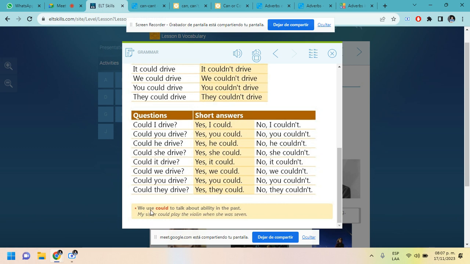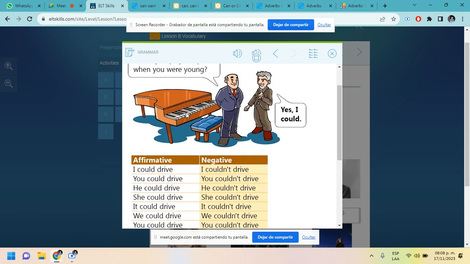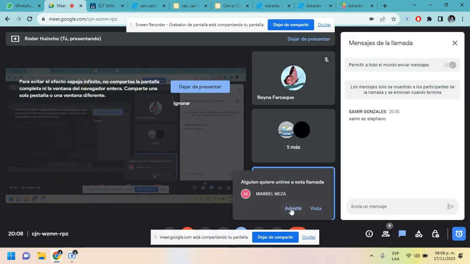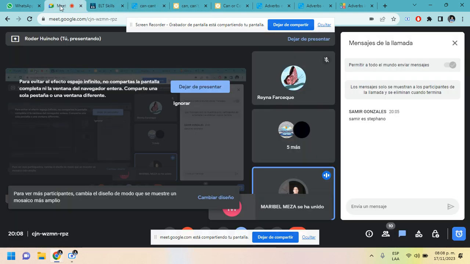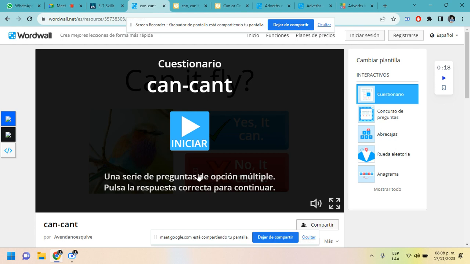As it says here, we use could to talk about abilities in the past. For example, my sister could play the violin when she was 7. Okay? But you need to notice the difference between the past ability and the present ability. Let's work with this, okay?